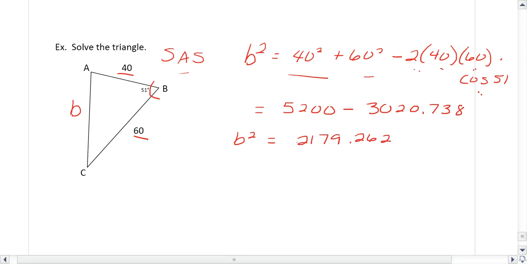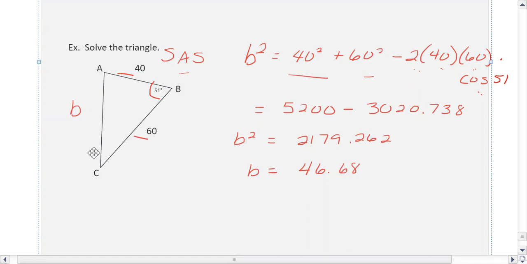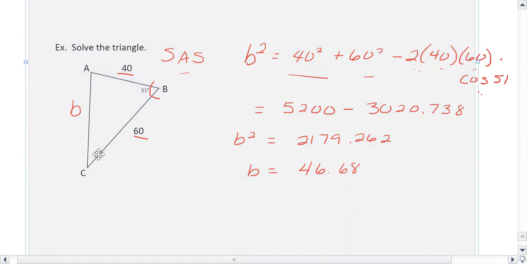2,179.262. And please remember, this is b squared, so you need to square root both sides. It's kind of easy to forget that last step. And then rounding off, I just rounded to the nearest hundredth, 46.68. So now we have found side b. And like I said, you do have a choice. You can use the law of cosines to find another angle here, but why?